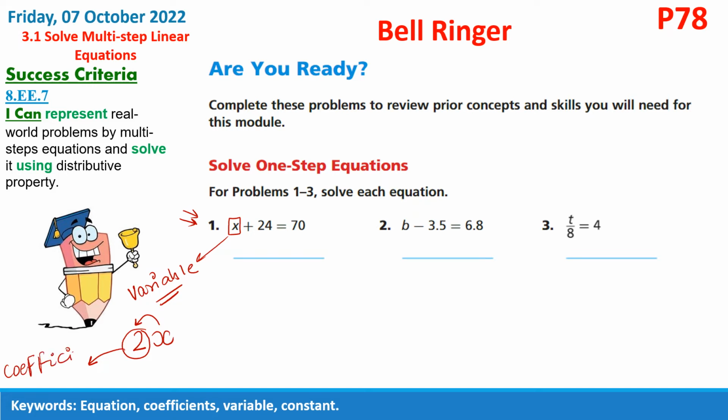This 2 is said to be the coefficient. Now we solve this variable by doing some operations like addition, subtraction, multiplication or division. Now one more thing: this is the sign of equality, right? This is equality.